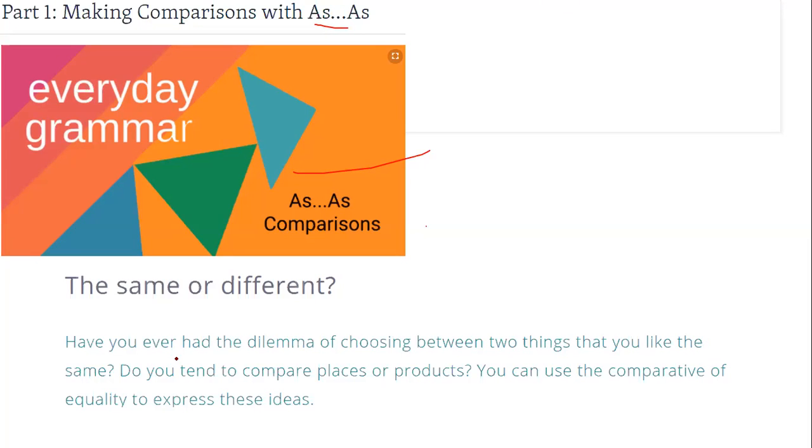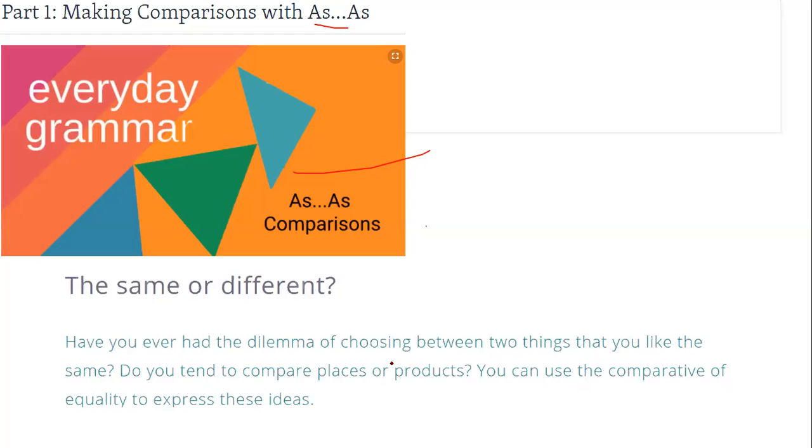Now, just listen to this question, please. It says, have you ever had the dilemma of choosing between two things that you like the same? Do you tend to compare places or products? You can use the comparative of equality to express these ideas.